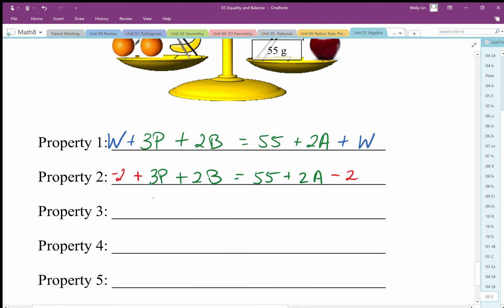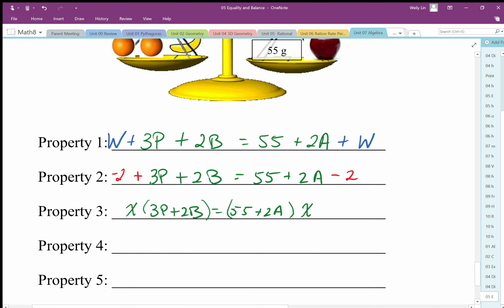For property 3, multiplication, I'll start with 3P plus 2B, and that's equal to 55 plus 2A, and I'm just going to double both sides. So I'm going to times them by 2. Okay, and that will keep both sides balanced. But you know what? I think I'm going to make it more interesting. I'm going to multiply this by some unknown amount x. Now how do I keep this balanced? Well, if I multiply this side by the same unknown amount x, this will keep it balanced. Although I don't know how much bigger I made this, as long as I make everything on this side x times bigger and everything on this side x times bigger, I know it will remain balanced.